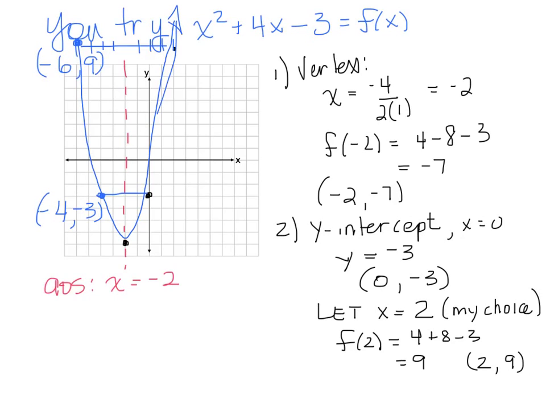So hopefully you were able to follow finding the vertex, get that on your graph, find the y-intercept, put that on the graph. I chose x equal 2 because I already had this point, and I wanted to get one more point. Maybe x equals 1 would have been a nice point as well. But I just wanted to get something on the same side of the curve just to help me out a little bit there.